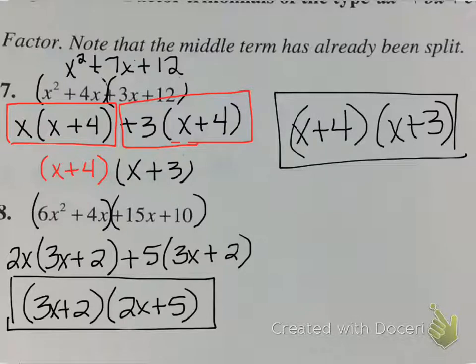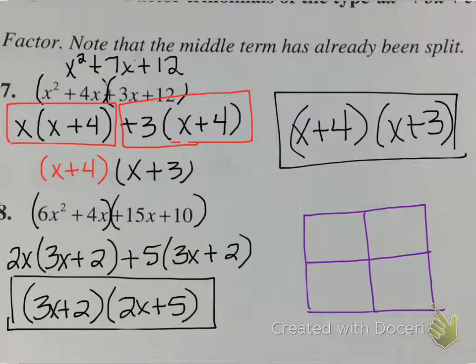So I want to show you actually, while we're on this same problem, another way that you could do this. Now we did factor by grouping. Another way, I like to call it my box method. I have 4 terms. I'm going to split a box into 4 parts. I'm going to put in my first term, and then I'm going to put in my 4x, and I'm going to put in 15x, and I'm going to put in 10. What I like to do is look at each column and each row and identify the greatest common factor in each column and each row.